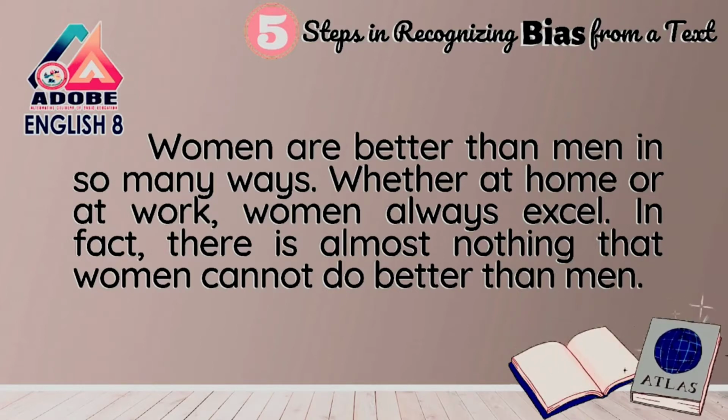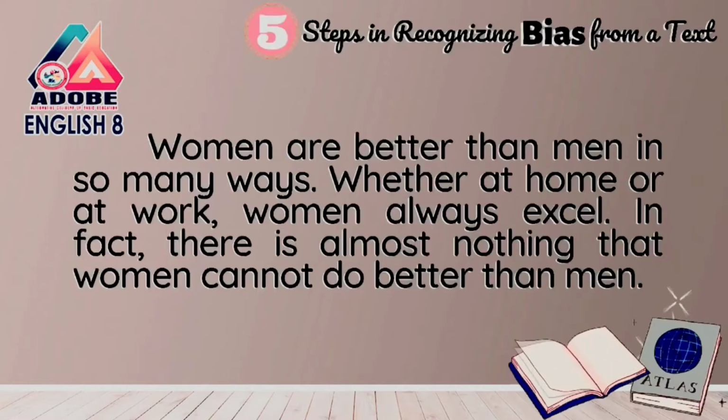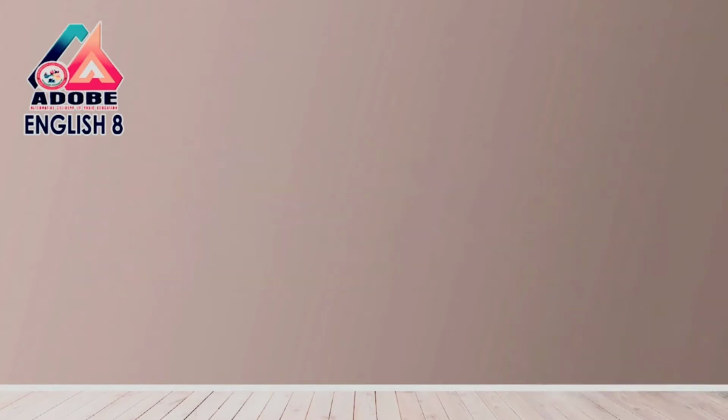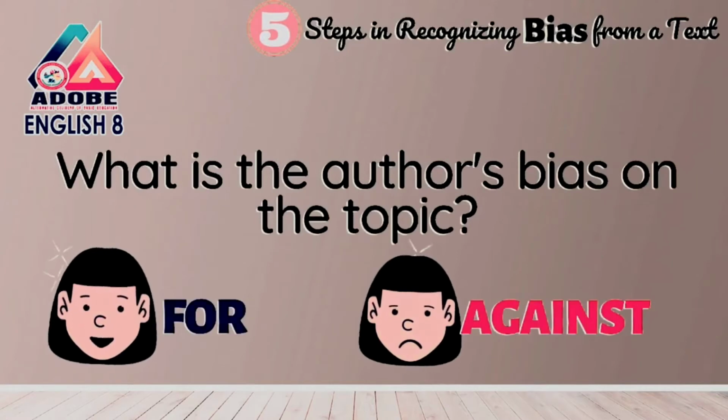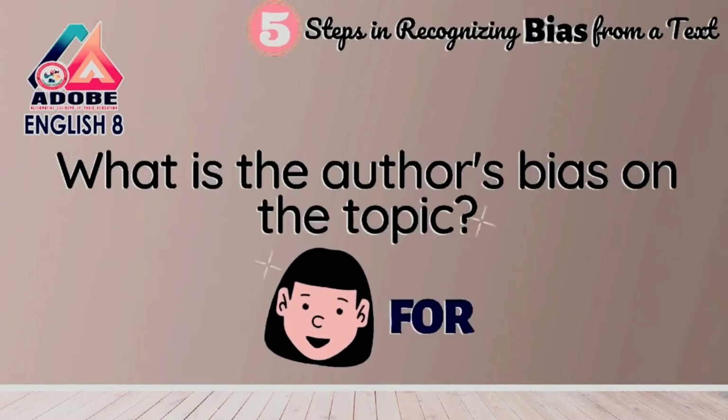The author shows stereotype on women as better than men. Let's take a closer look to the text. What was it all about? Excellent! It is about women. What is the author's bias on women? Is it for or against? You are correct. The author's bias is for women.